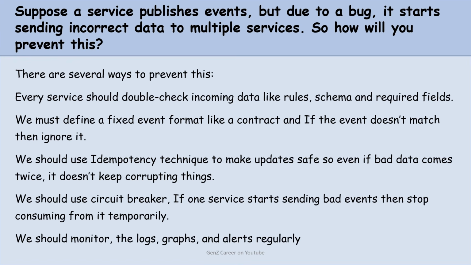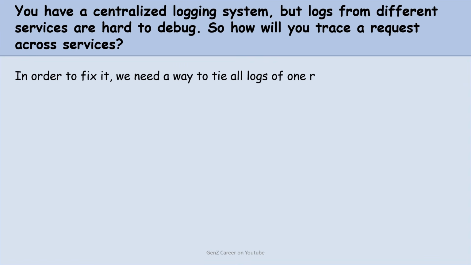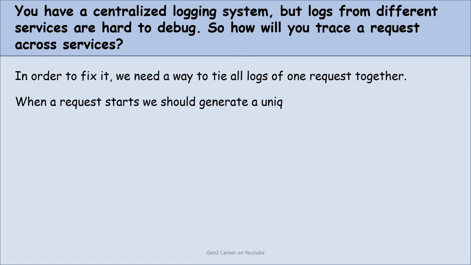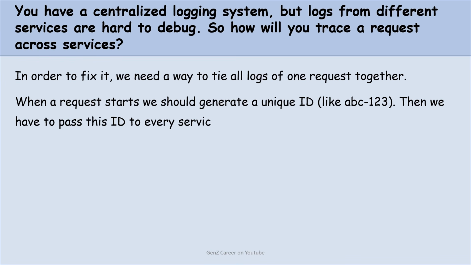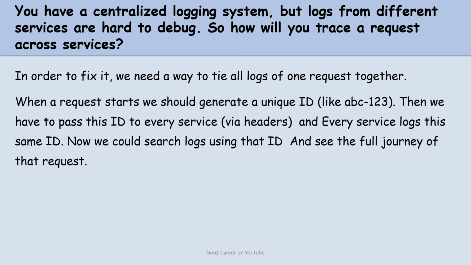Next question is, guys, you have a centralized logging system, but logs from different services are hard to debug. So how will you trace a request across services? In order to fix it, we need a way to tie all logs of one request together. When a request starts, we should generate a unique ID, for example 123 or any number or alphabet. Then we have to pass this ID to every service via headers, and every service logs this same ID. Now we could search logs using that ID and see the full journey of the request.